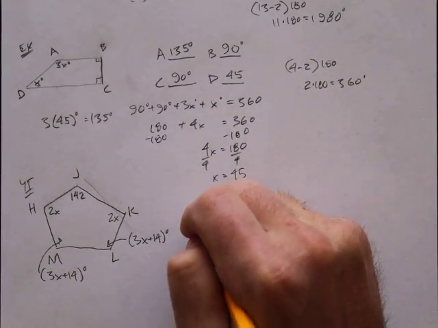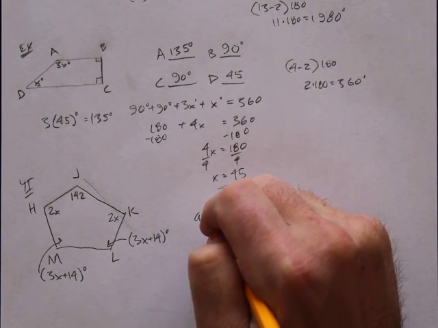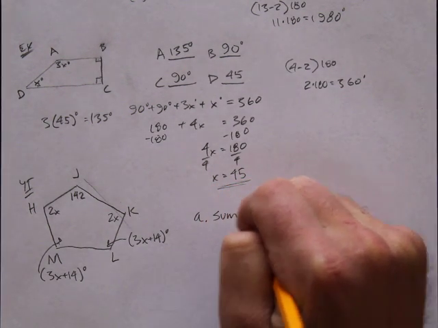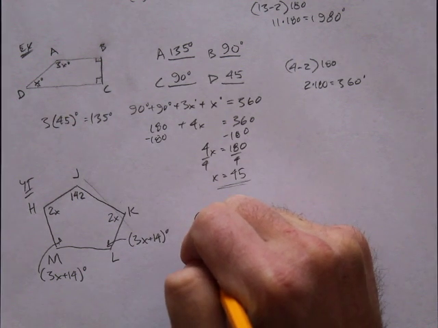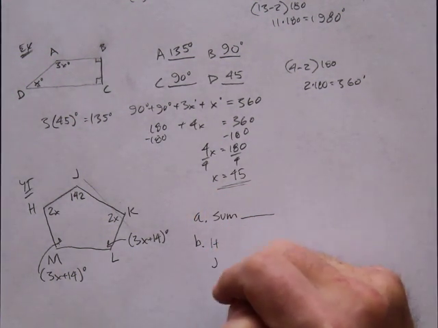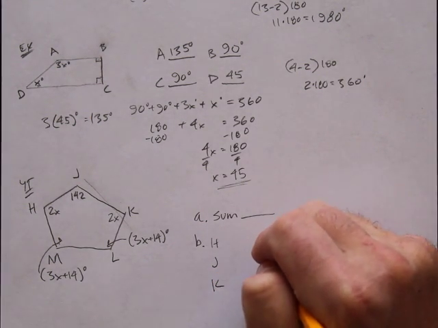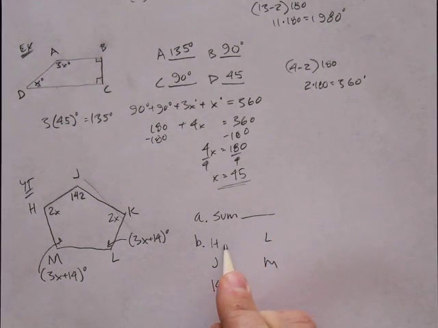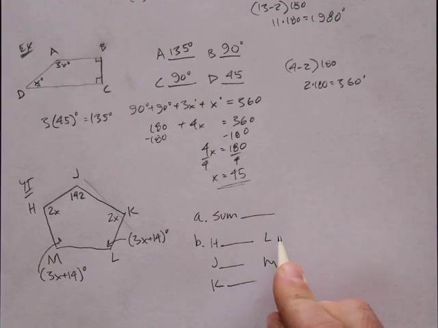Okay, I want two things. A, I want the sum of the interior angles. And the next part I want is H, J, K, L, and M. I want all of those angle measures.